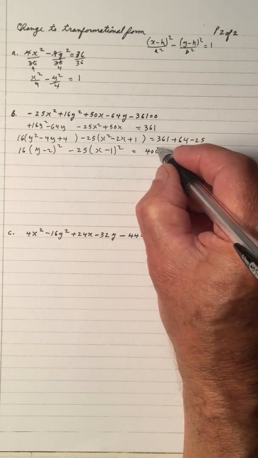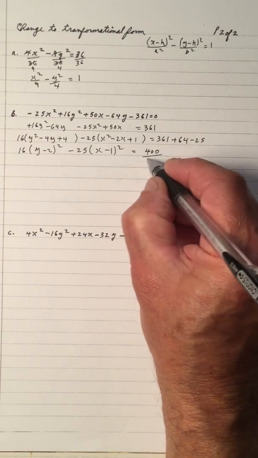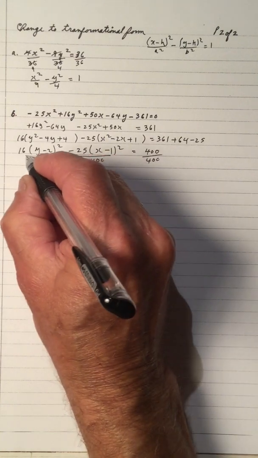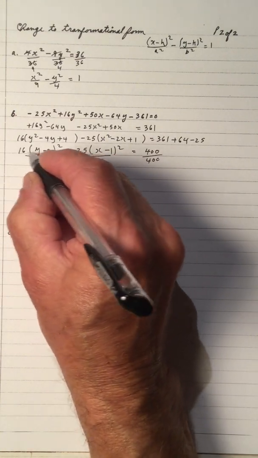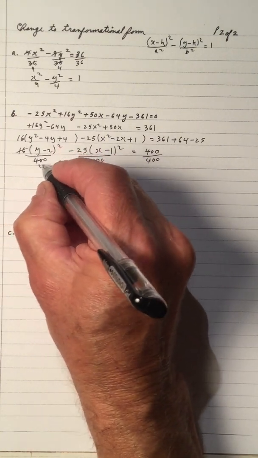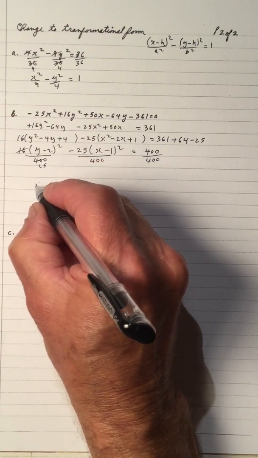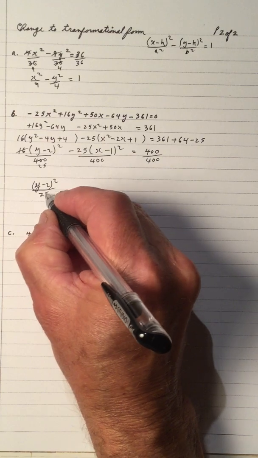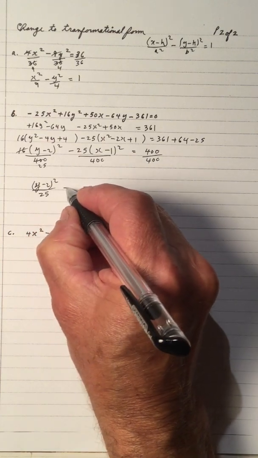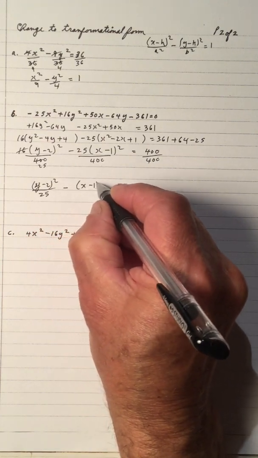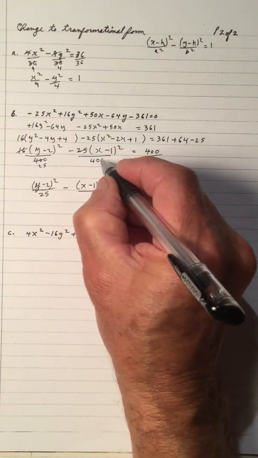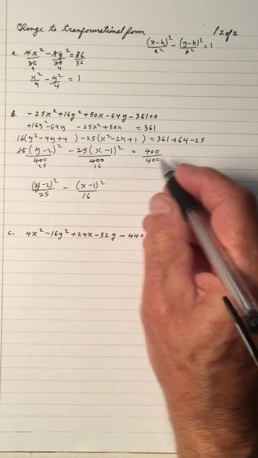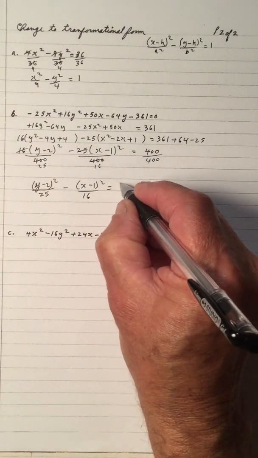So now we need the transformational form, so we divide by 400. 16 goes into 400 25 times, so you get (y minus 2) squared over 25, minus (x minus 1) squared over 16, since 25 goes into 400 16 times, and 400 divided by 400 is 1.